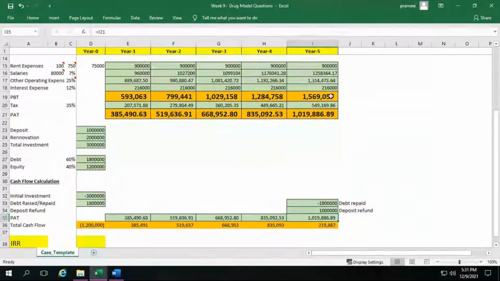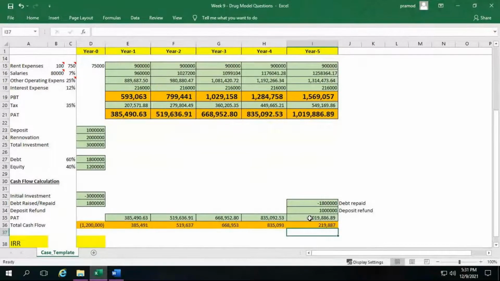The total revenue has been there here. Then you need to do the sum of the things. Once you do the sum of the initial to the PAT, you will get the cash flow. How much? 2,19,887.